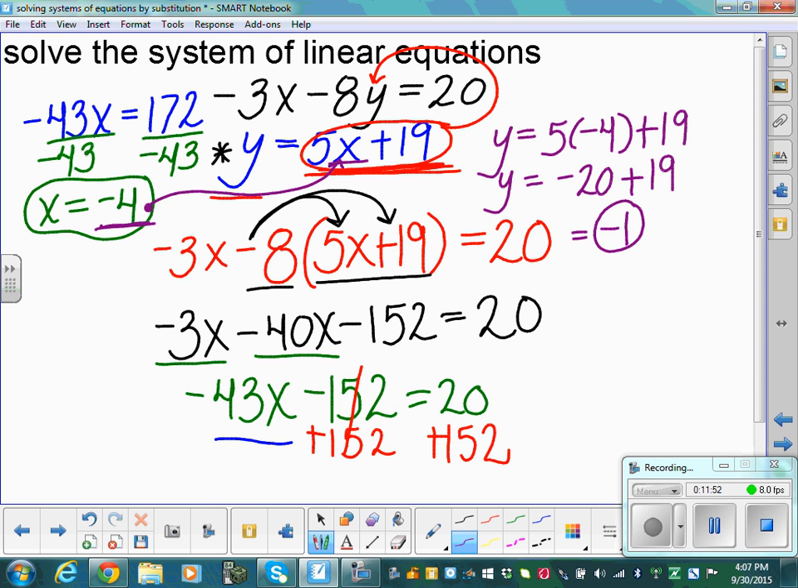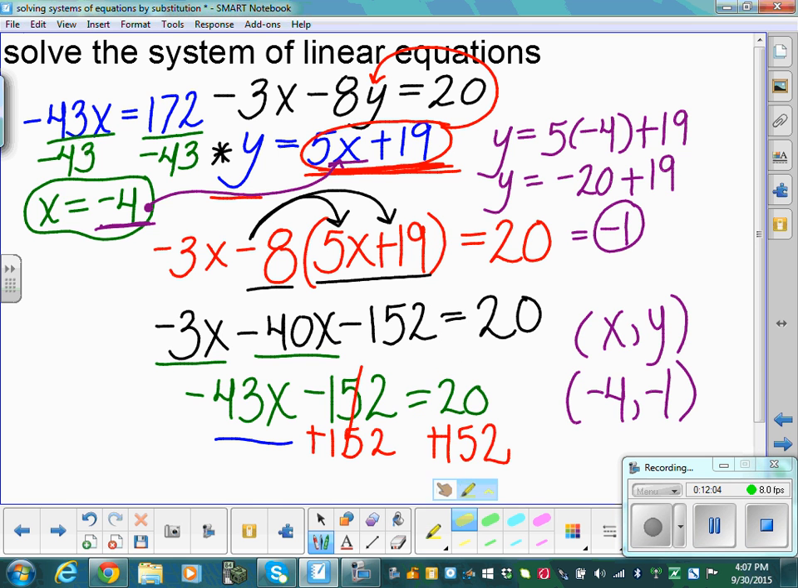So y is equal to negative 1. Now remember, we write our points as x comma y points. So our x value was negative 4, and our y value was negative 1. So that would be our final answer here. Negative 4 comma negative 1. Make sure you're writing them x comma y as well. So our x was negative 4, our y was negative 1.